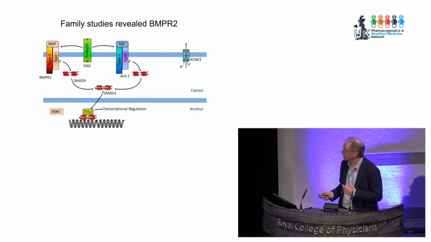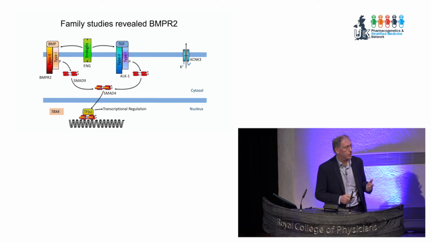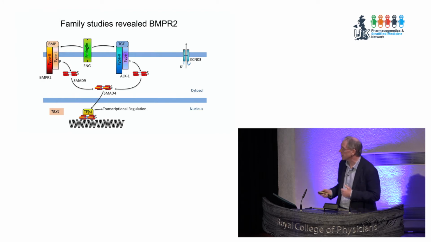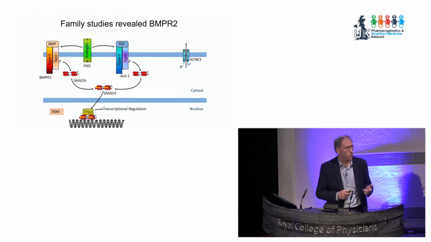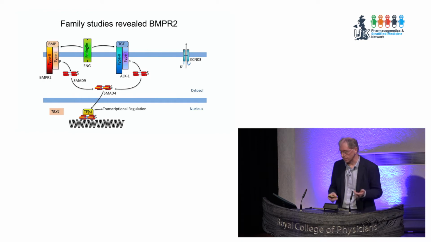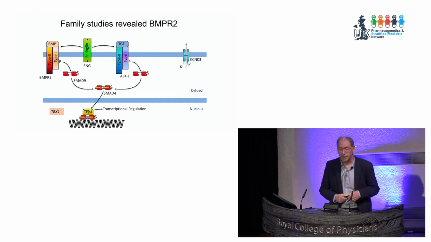Since that time, family studies have shown mutations in at least two other genes. One is a transcription factor, TBX4, which is associated with small patella syndrome, and another is in the potassium channel, KCNK3.